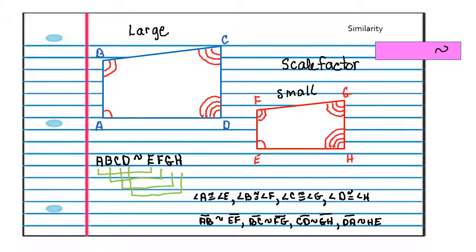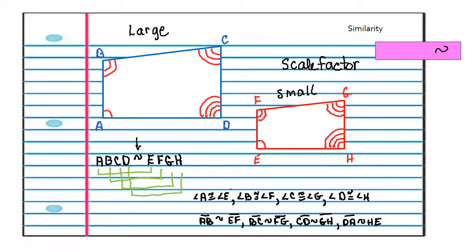Now, to write this out, what we have is that quadrilateral ABCD is similar to quadrilateral EFGH.